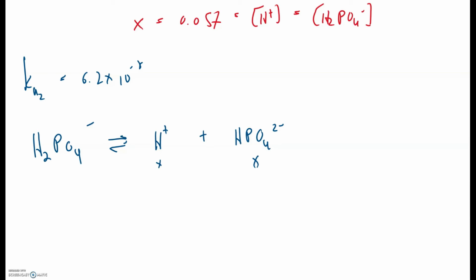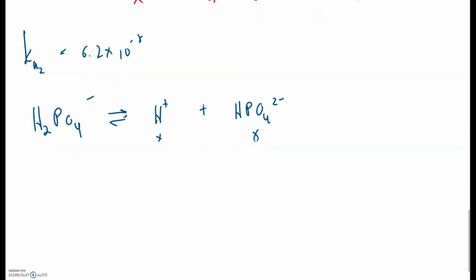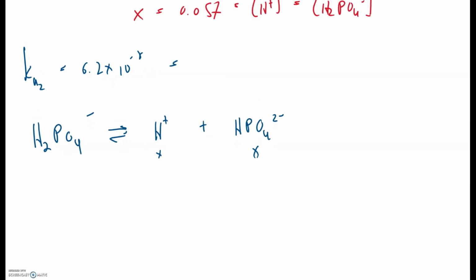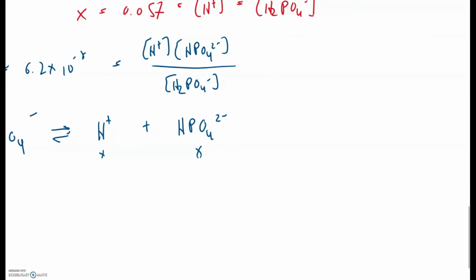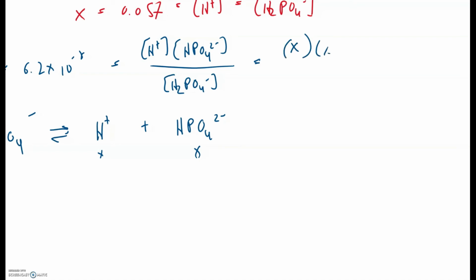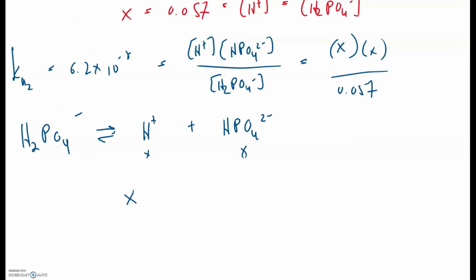Now, we're not going to have to worry about not being able to approximate because this Ka is really small. So here's what this expression looks like. These are both going to be X, and that's going to be H plus, and this is going to be HPO4 2 minus, and this will be our H2PO4 minus that we got from the previous problem. So when we plug all this stuff in, these are both going to be X, and this is the answer from the previous Ka1. So through the magic of technology, I will instantly get my answer.